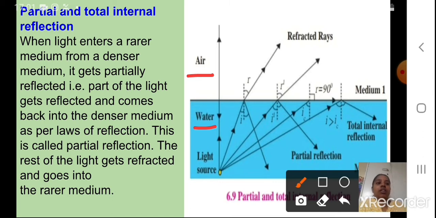So in this case you can see partial reflection is taking place. This is the light source, a ray of light has gone and come back into the denser medium. So this is called partial reflection. The rest of the light gets refracted and goes into the rarer medium. Can you see the angle formed here? So half of the light will go out, and the rest gets refracted into the rarer medium. I hope this part is clear.